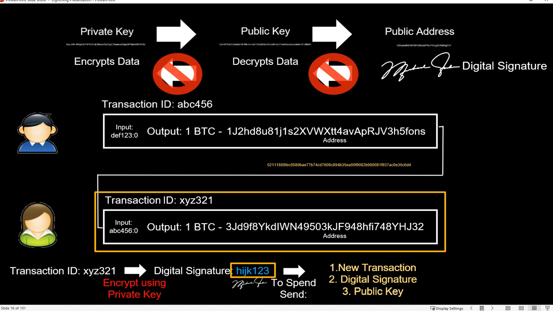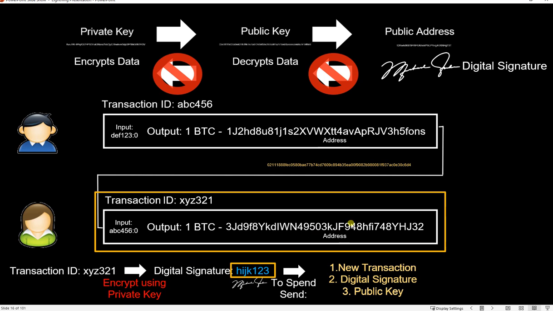Now I'm going to walk you through it, but it's all right there in front of you. I constructed this transaction. I gave this address. I pointed to this, which I'm claiming is mine. But how do I claim it's mine? Well, I have my private key, which I'm not showing to anyone, and I encrypt this transaction ID and create this digital signature.